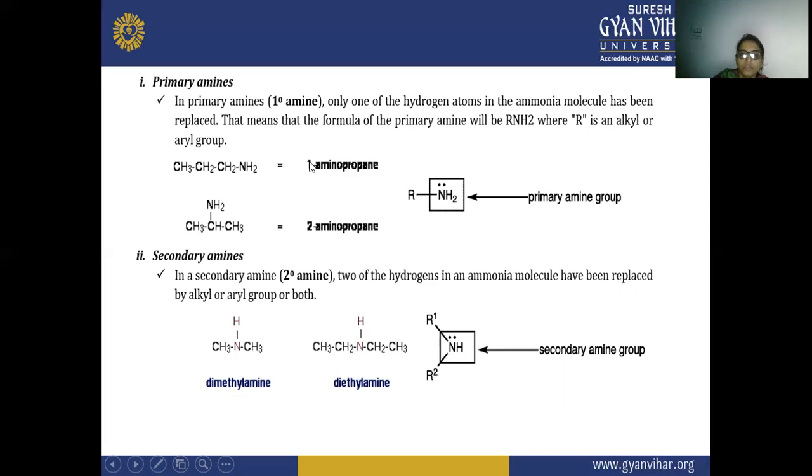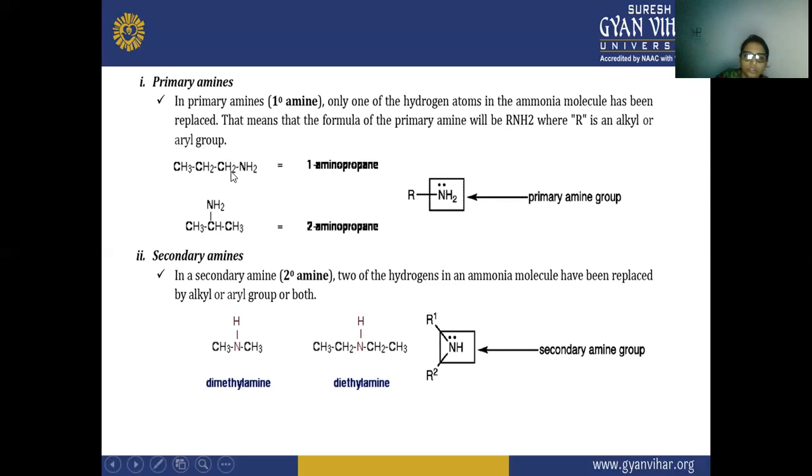Here this is 1-amino propane. This is an example showing the primary amine. This is the NH2, which means this is the amino group. This is a primary amine because one hydrogen has been replaced by this alkyl chain, that is CH3, CH2, CH2. So this alkyl chain is R, where R is an alkyl or an aryl group. This is a propyl group attached to the primary amine, where one hydrogen has been replaced by this alkyl chain.